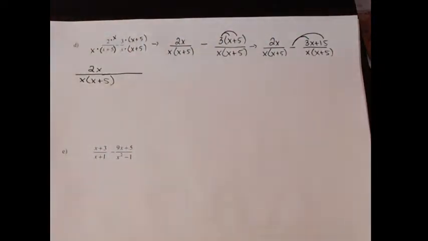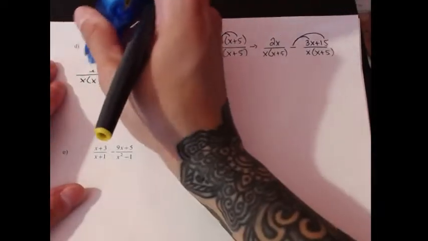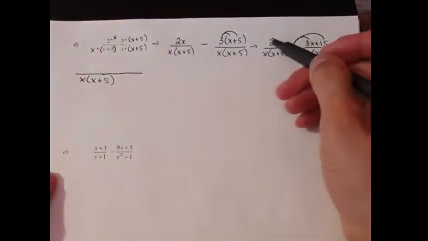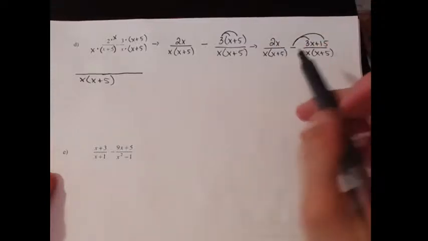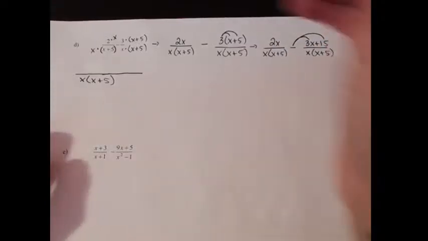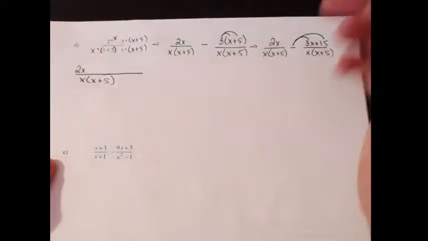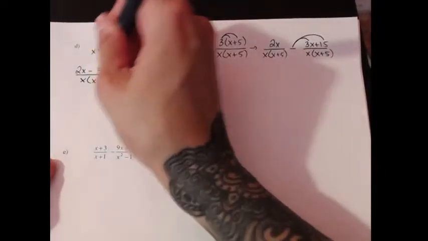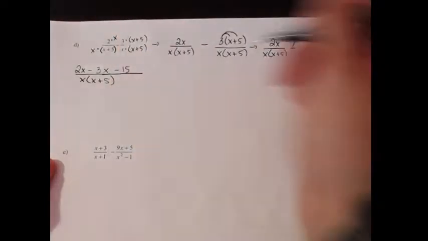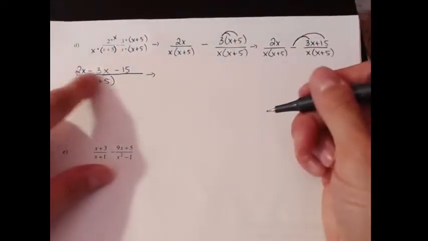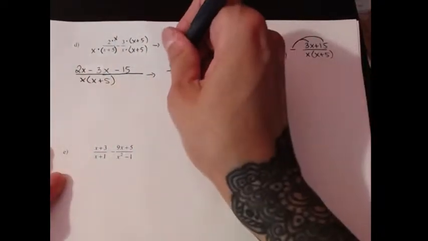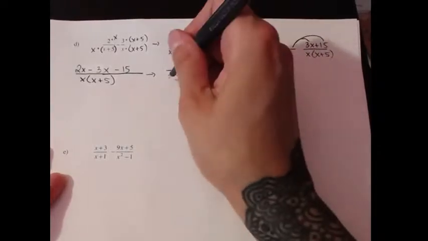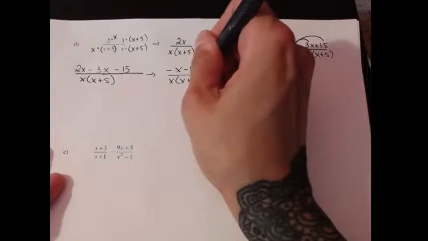So let me go ahead and rewrite this. I'd rather write it so that it looks nice and clean. I'm going to rewrite the entire numerator over the same denominator. This gives me 2x minus 3x minus 15. Combine like terms. Negative x minus 15 over x times x plus 5.